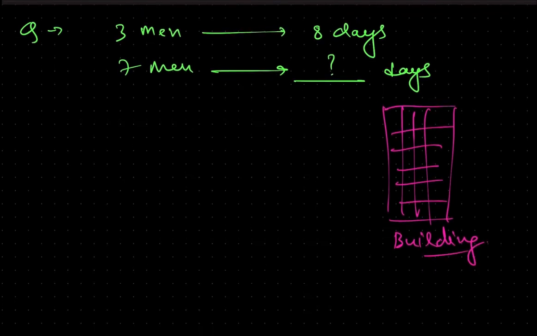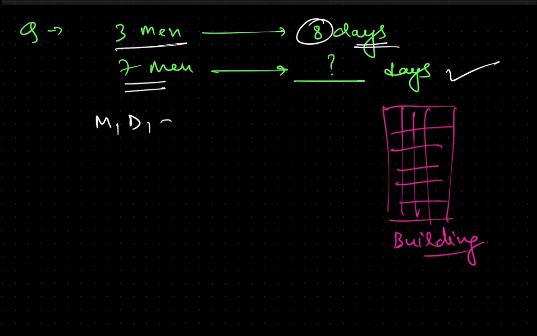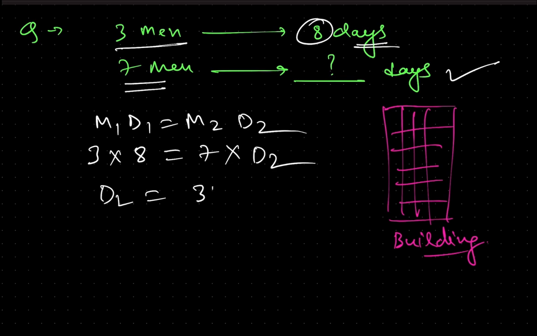So let's see an example. It will give you a better understanding of whatever we have seen in the above slide. If any work is done by 3 men, 8 days are taken. The question is, if 7 men do the work, how many days will it take? We know that when the number of men increases, the number of days will decrease. So let's put our formula m1 d1 is equal to m2 d2. m1 is 3, days is 8, m2 is 7, and the number of days d2 can be found. So d2 will be 3 into 8 by 7, that is 24 by 7 days.